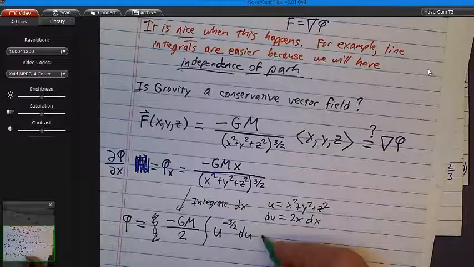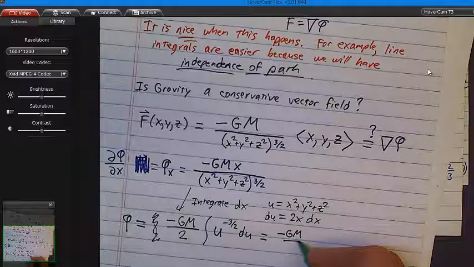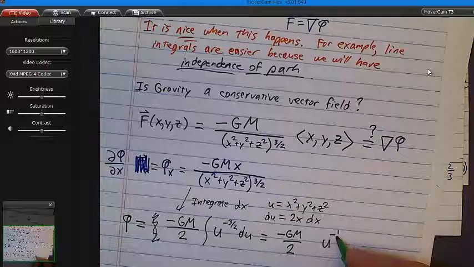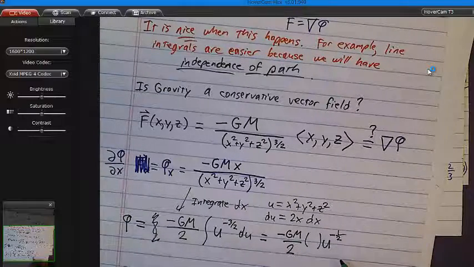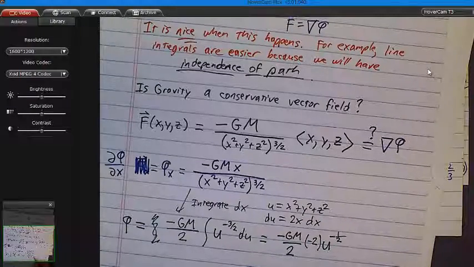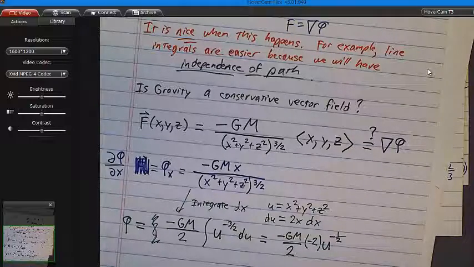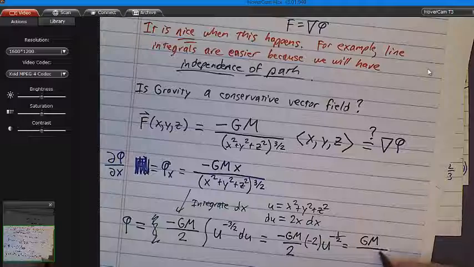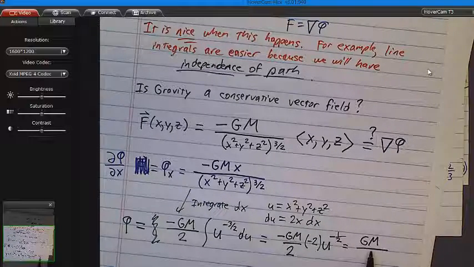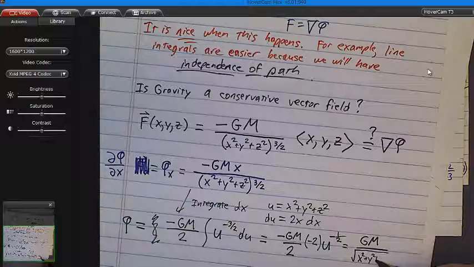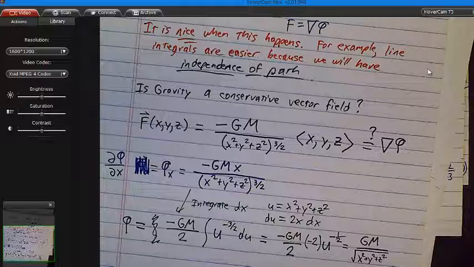All right, so when we integrate, we have negative GM over 2 times what? Well, it's going to be u to the negative 1/2, so what do I have to put out front? I agree, negative 2. So the 2's cancel, the negatives cancel. This works out really nicely. What do we get? The potential function would be GM over the square root of u, which is x squared plus y squared plus z squared. Are you guys with me on that so far? Cool.